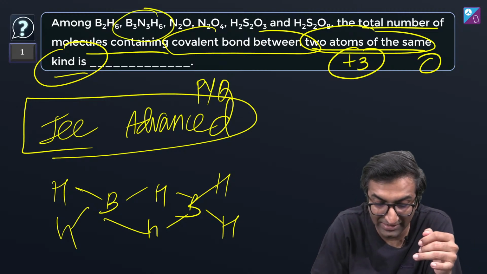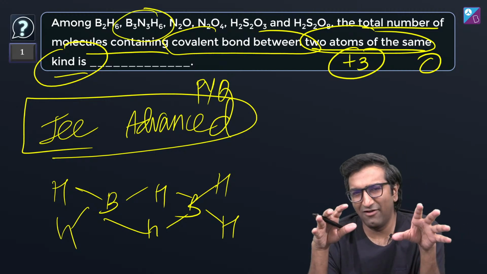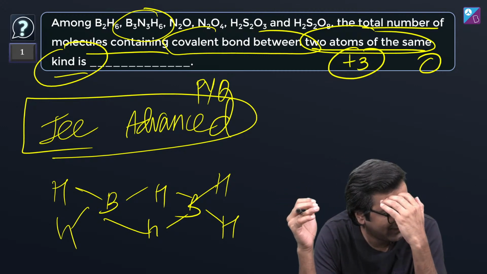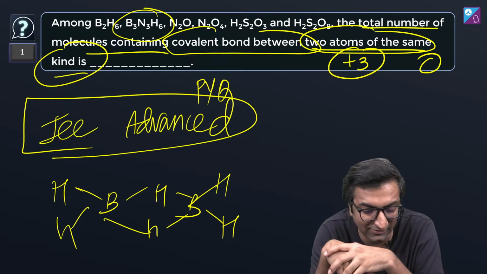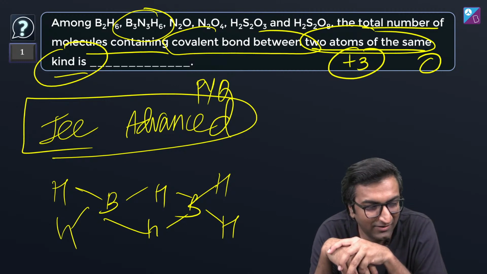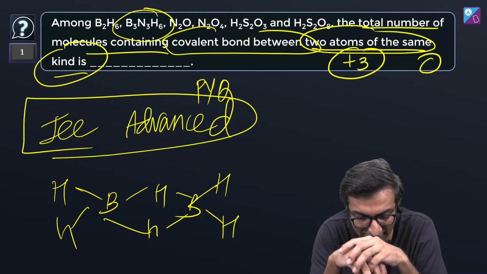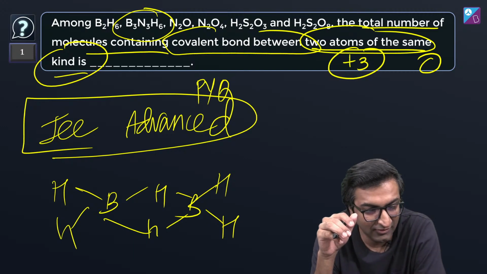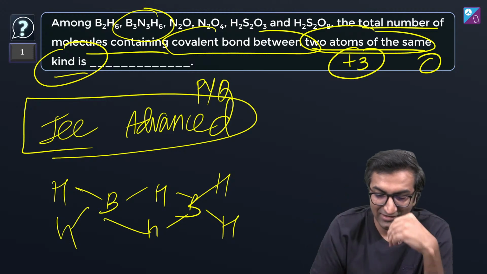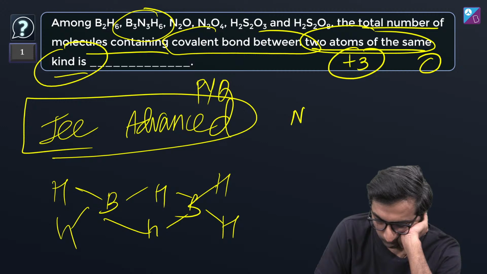What is B3N3H6? Now that could get weird and scary very soon. What on earth is B3N3H6? Anybody want to tell me what B3N3H6 is? Has anyone read P block? Diborane, yes, Aditya, was B2H6. But what is B3N3H6? What is this?